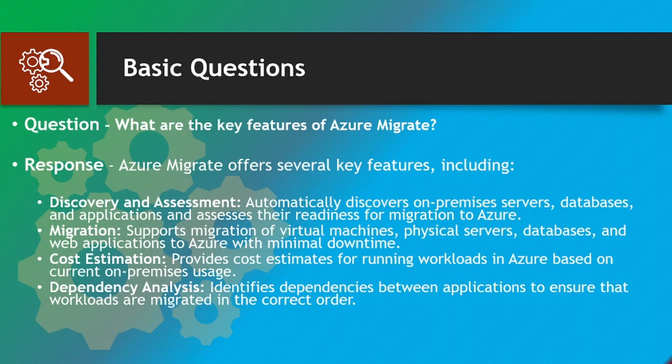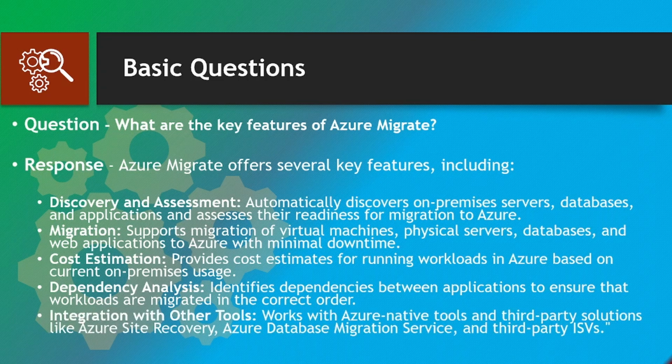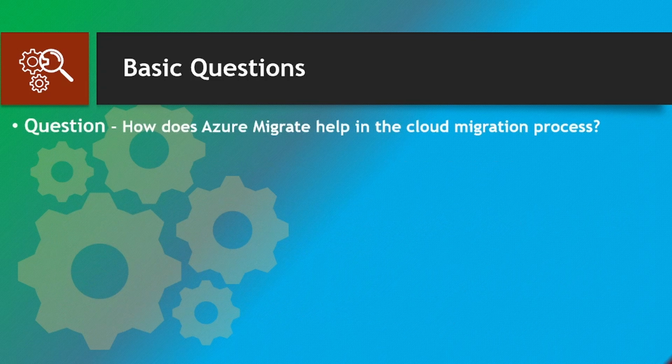It helps in identifying the upstream and downstream dependencies of applications running on premises so that we can plan our migration in a proper manner, and it also gives us a visualization view, or a graphical view, of which servers are connected to which server and what the pairing is about. Integration with other tools: it works with Azure native tools and third-party solutions like Azure Site Recovery, Azure Database Migration Service, and third-party ISVs.